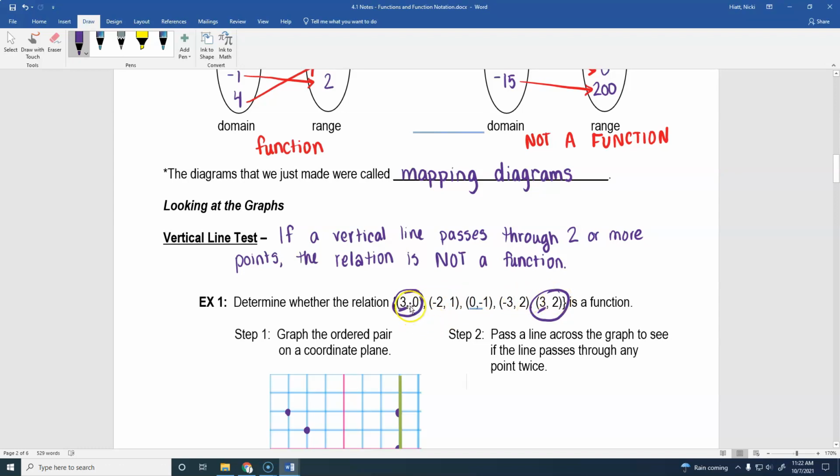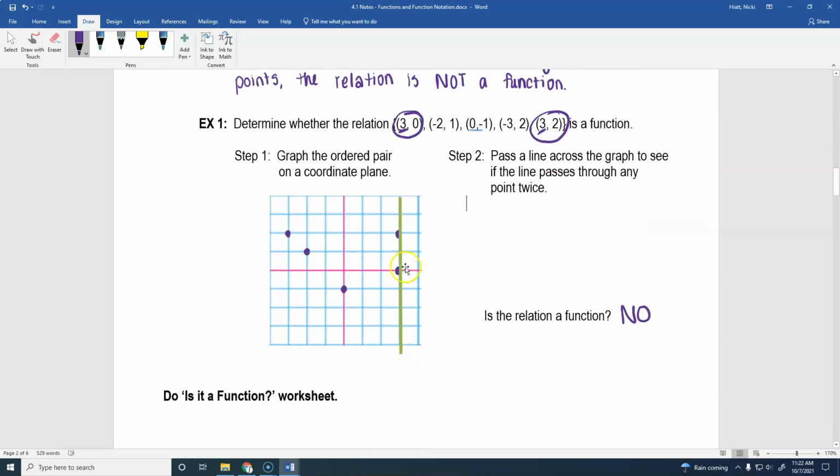Or if you're looking at the coordinates of the point, if you see 3, 0, and then you see 3, 2, they have the same x coordinate. When you go to graph them, 3, 0 is right here, 3, 2 is going to be on top of it. They have the same x coordinates, so they're going to be on the same vertical line. So if you see those x coordinates repeated, then that is not going to be a function. So that can help you there too.